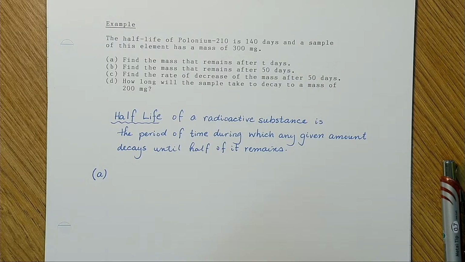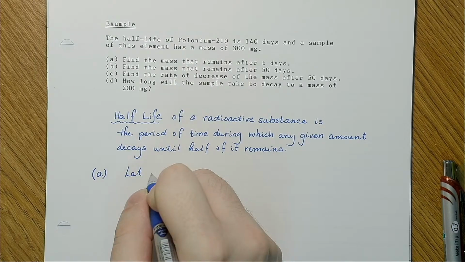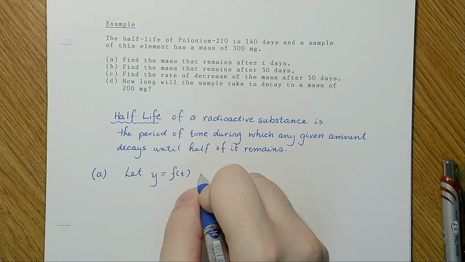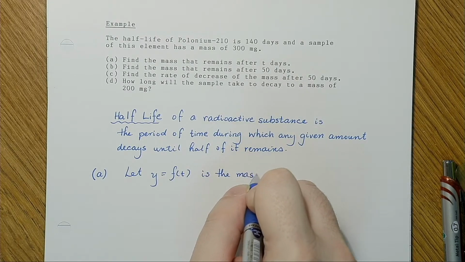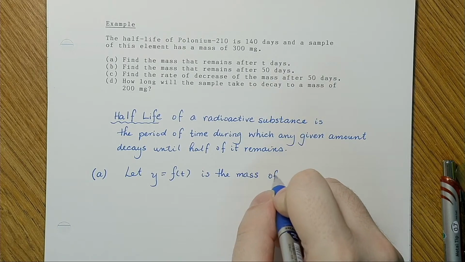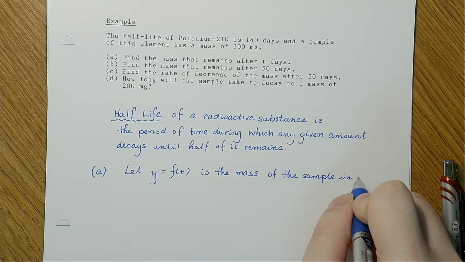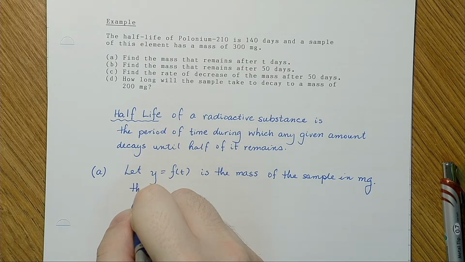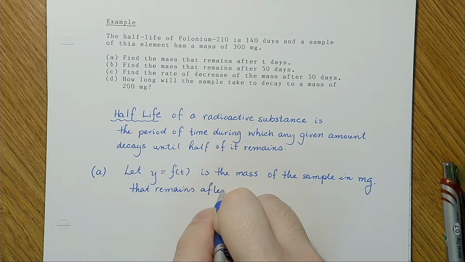For part A, it says find the mass that remains after t days. So basically, first of all, we'll see that y equals f of t is the mass of the sample, and we'll say that it's in milligrams, and remains after t days.